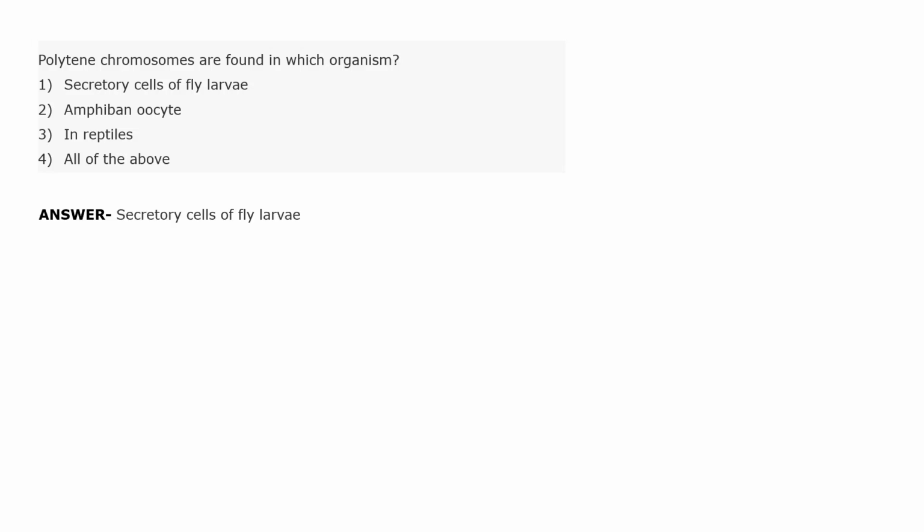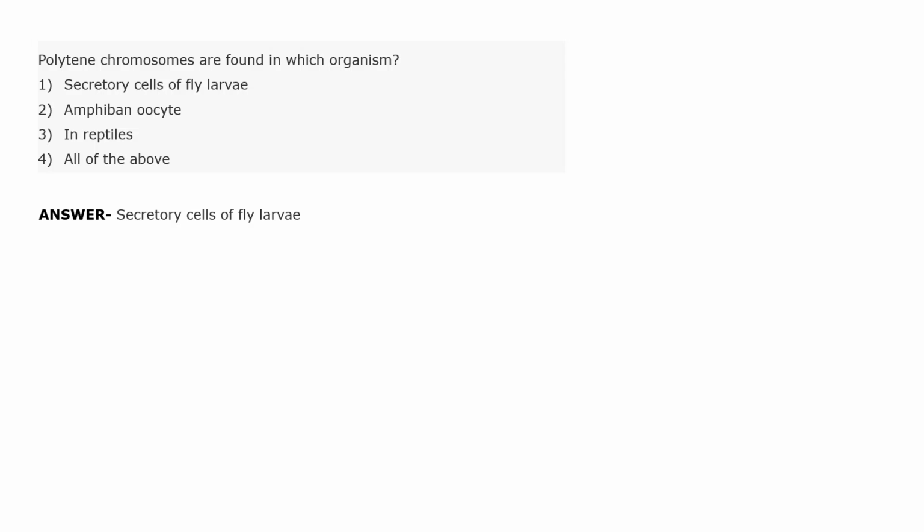Okay, so the answer to this question is option number 1, secretory cells of fly larvae. Amphibian oocytes are also associated with a special chromosome, but polytene chromosomes are associated with secretory cells of fly larvae. Option number 2 refers to lampbrush chromosomes, right? So both are similar in this case.